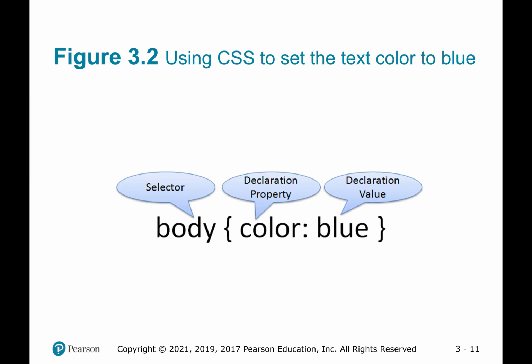So suppose we want to use CSS to set text color to blue inside the body. So this is my assignment. Like I have a web page. Inside the body, I want to set all the text color to blue. So the first part is the selector, which is the name of the element which I want to get affected or which I want to change. So this is the selector.